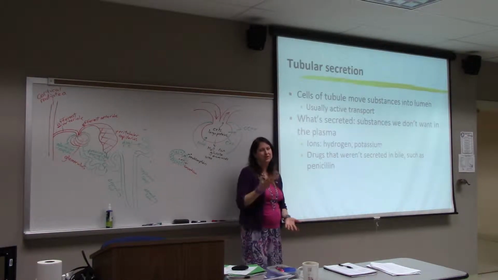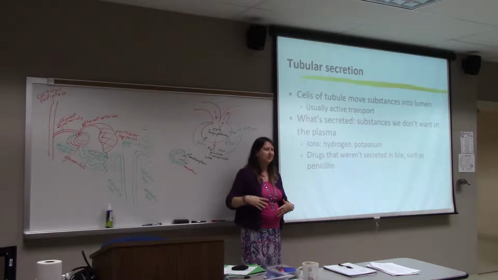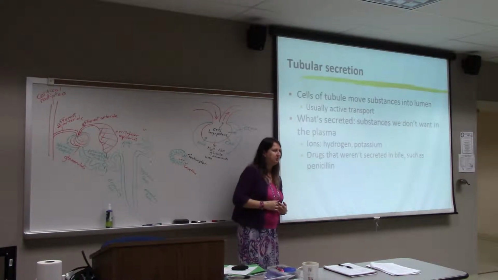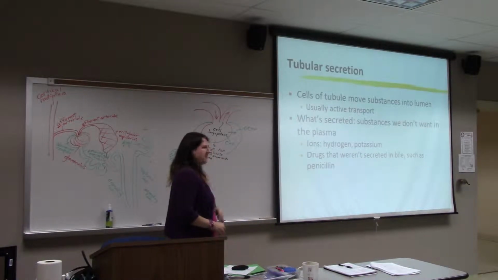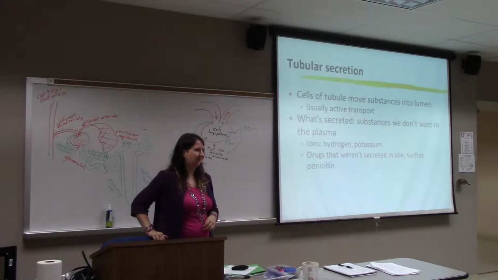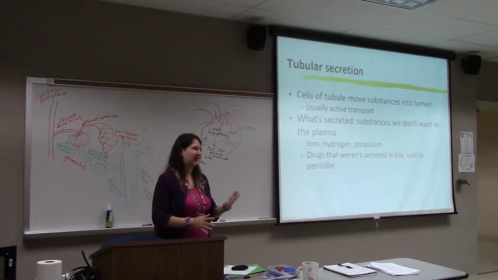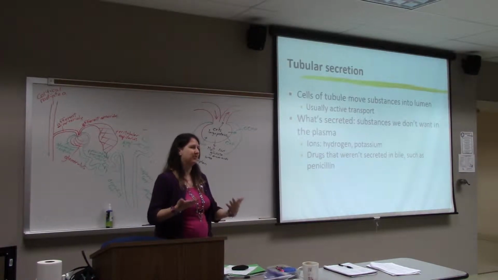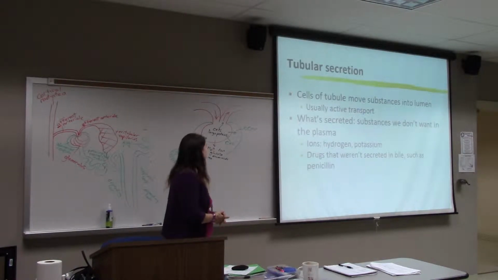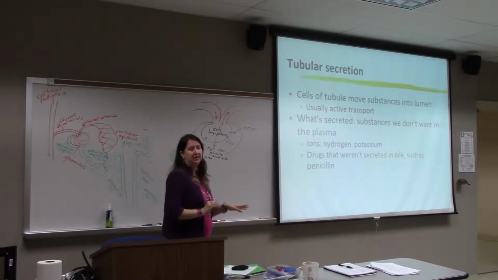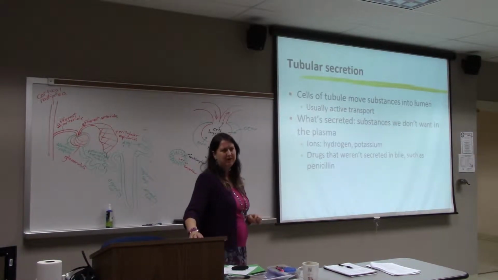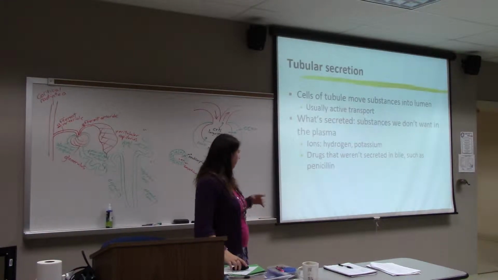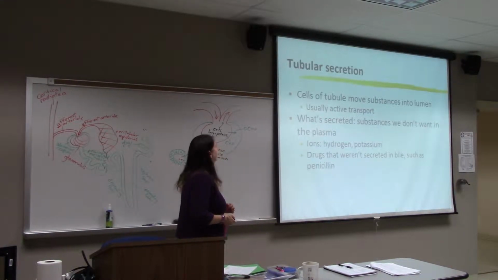Drugs that weren't secreted in bile can be secreted in the urine. Penicillin is one example. And that's the only one I would ask you to know. Anything else you'd have to look up, okay, is this excreted by the liver or the kidneys? Now, what's not listed here is the metabolic wastes. We'll talk about those coming up and why they're a little different.